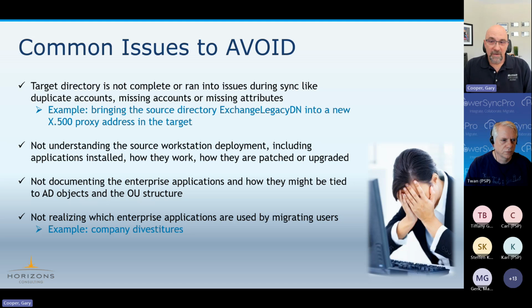Likewise, not documenting all your enterprise applications and how they interact with the directory. Do they use the directory to authenticate? Are they Windows-based application servers, or are they Linux-based or Unix-based? And if they're Linux, they're probably using LDAP. Are they hard-coded to the path that the object is in, what's known as the distinguished name? Because that's going to be different in the target, and the probability of breaking those applications is really high. If you didn't understand that, you could cause unexpected outages.